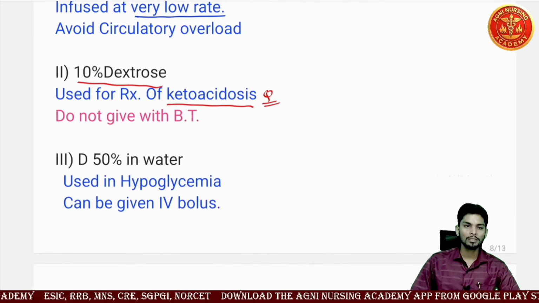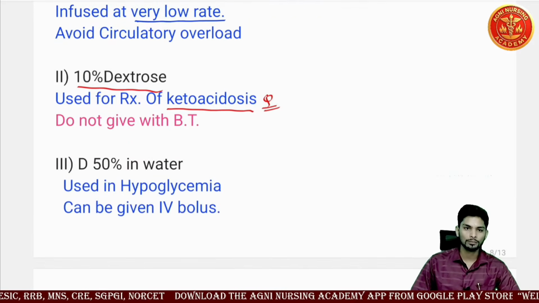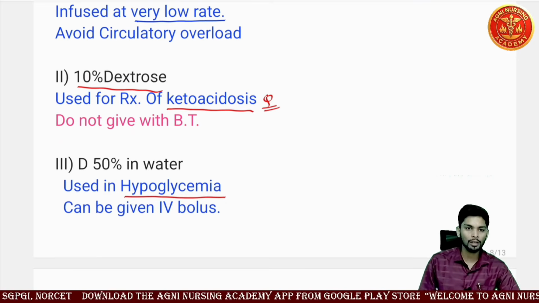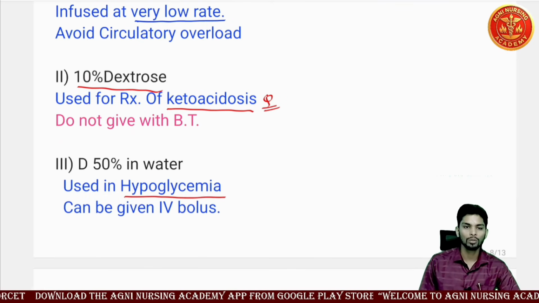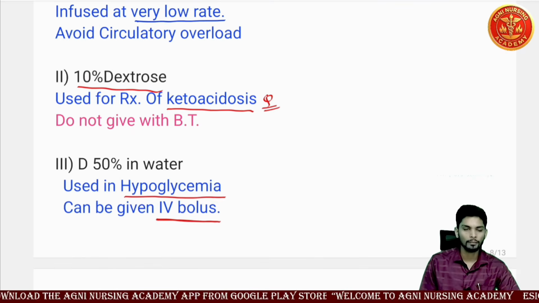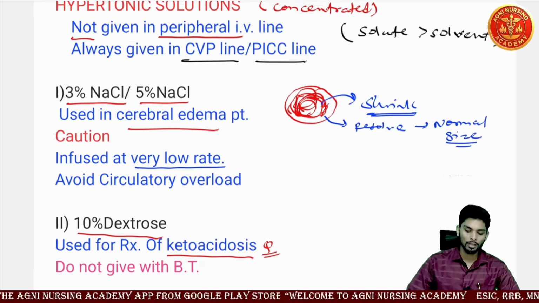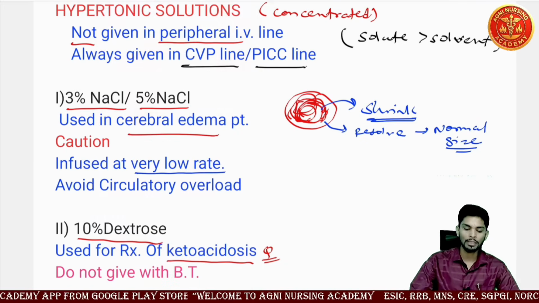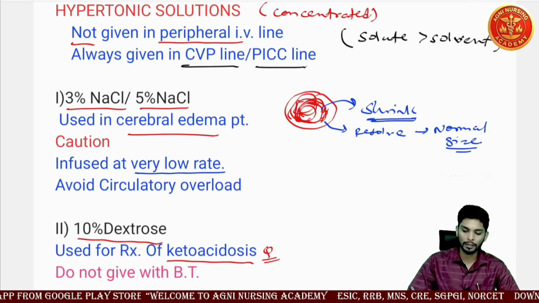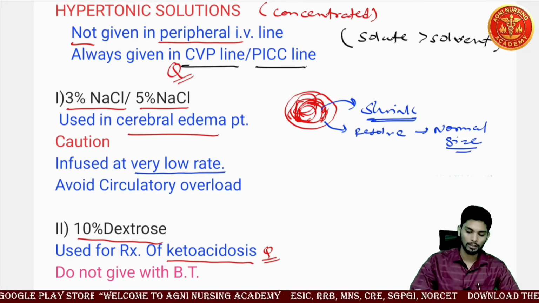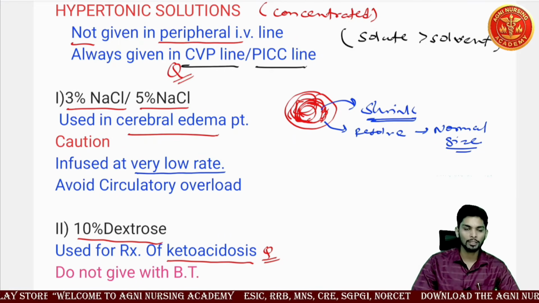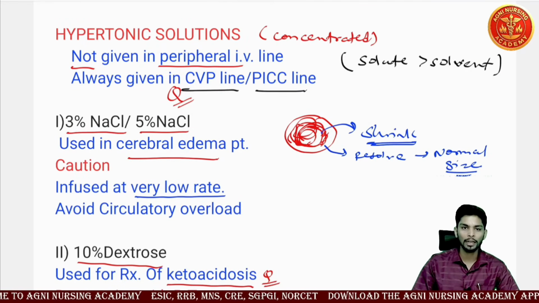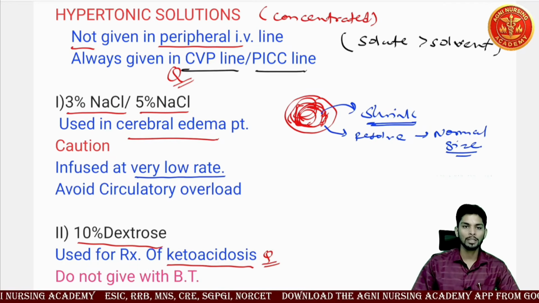Next, the third one is 50% dextrose in water. So this 50% dextrose we will administer in cases of hypoglycemia. Okay. So this D 50% also we will give as IV bolus. Here, with 3% normal saline and 5% normal saline, we have to take care that we should not administer in peripheral IV lines. We have to administer only in central lines or PICC lines. Okay. This should be one question. These hypertonic solutions should be administered in CVP line and PICC line only. Should not be administered in peripheral IV line.